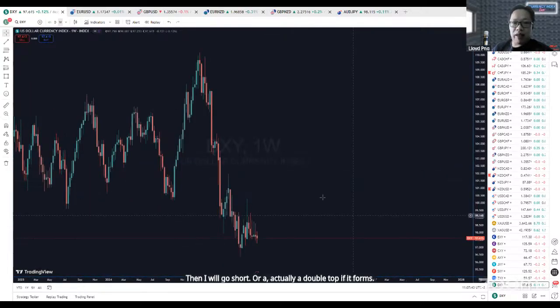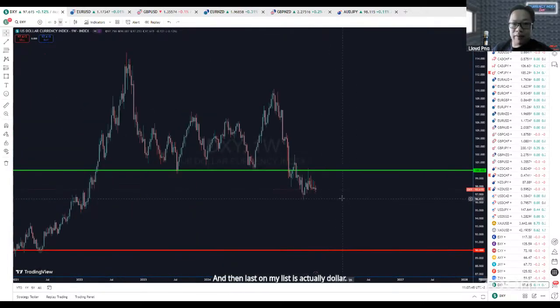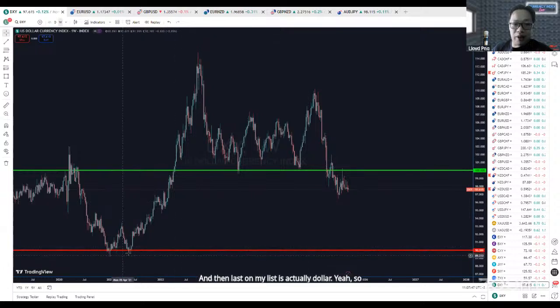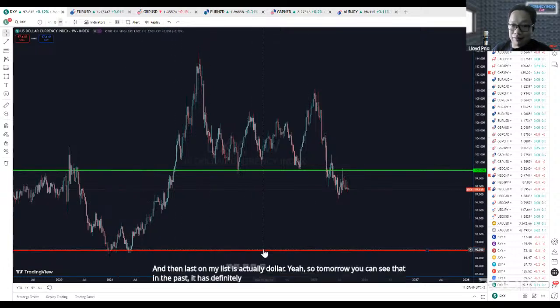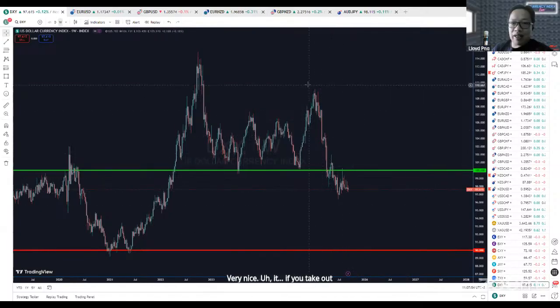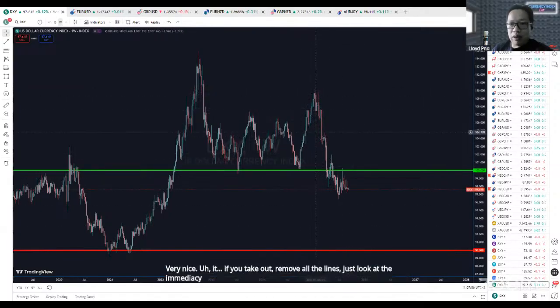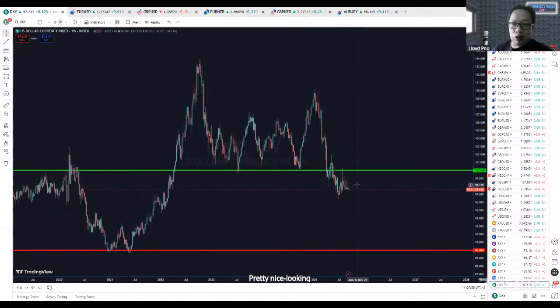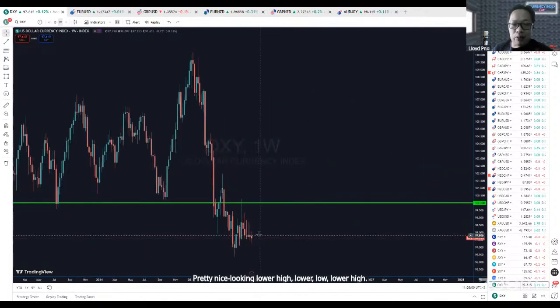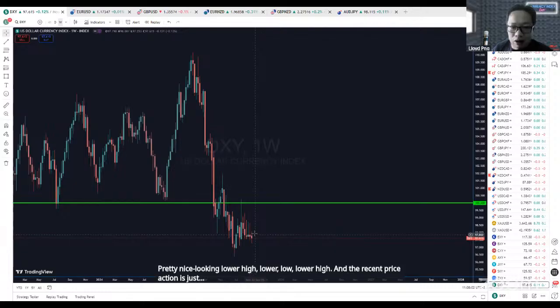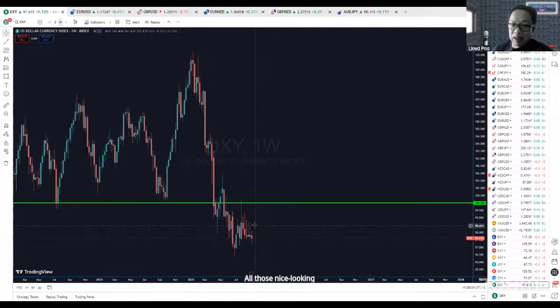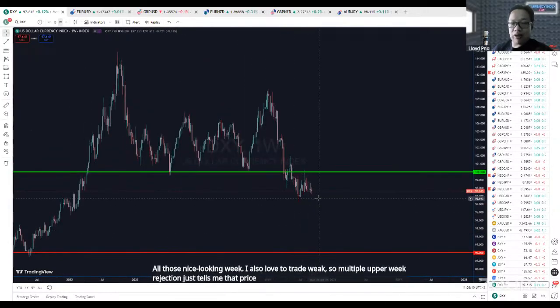And the last on my list is actually dollar. So dollar, you can see that in the past, it has definitely gone to 90. If you remove all the lines, just look at the immediacy, it will give you pretty nice looking lower high, lower low, lower high. And the recent price action is just all those nice looking wicks. I also love to trade wicks, so multiple upper wick rejections just tell me that price wants to go lower. So dollar will be the most bearish pair.